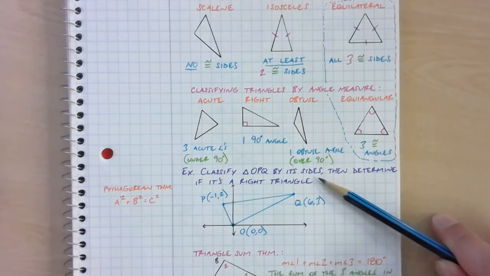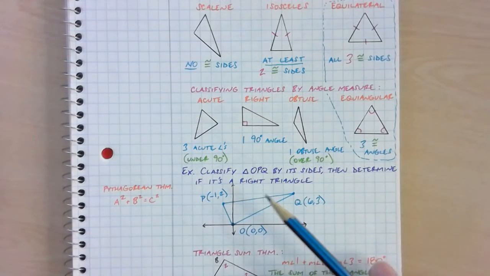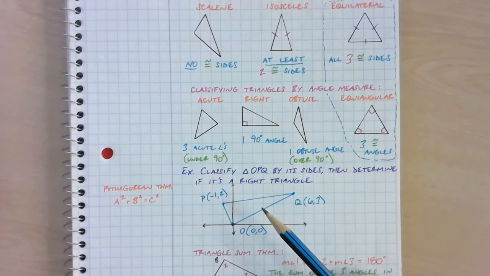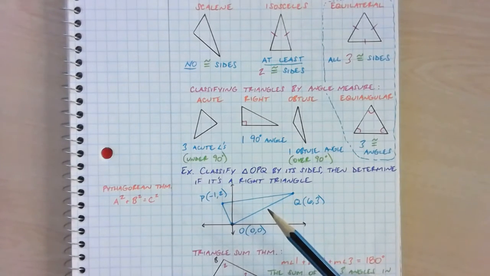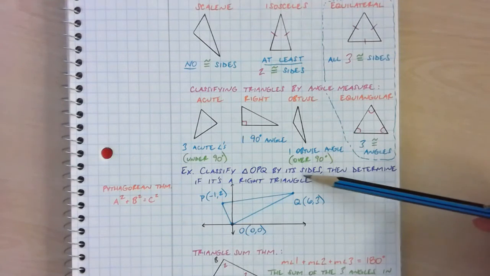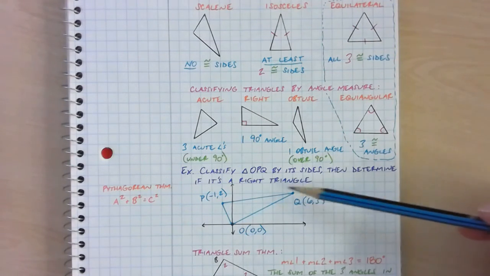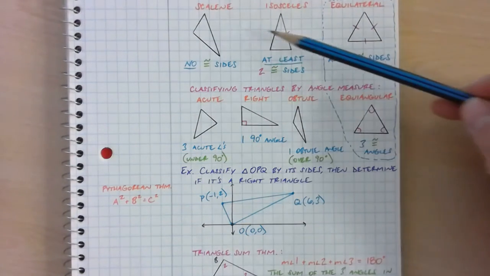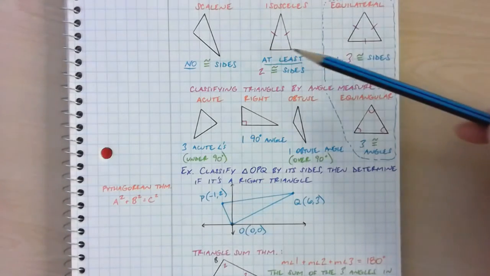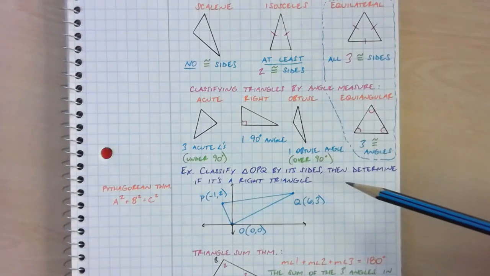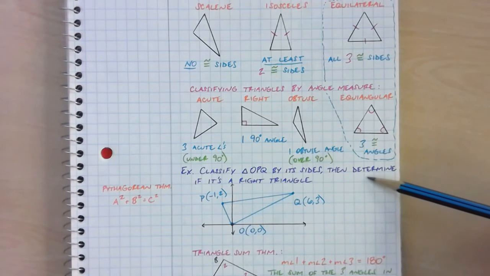So in the second video attached to this, we're going to go on how to actually go about classifying something based on these coordinate points. Spoiler alert, we're going to be using the distance formula. But that's how we would go about classifying it by its sides. We would have to know side length, and we're looking for two sides or more to be congruent or equal to each other. And then determine if it's a right triangle.